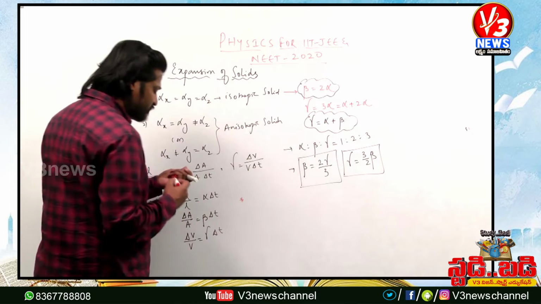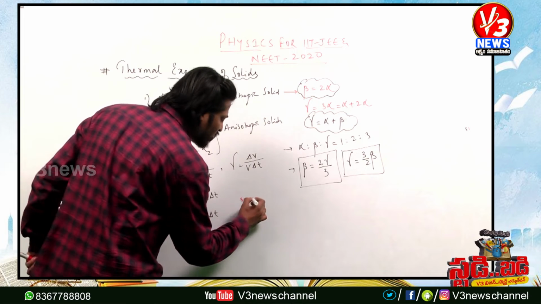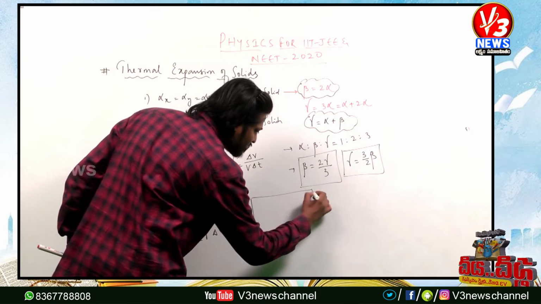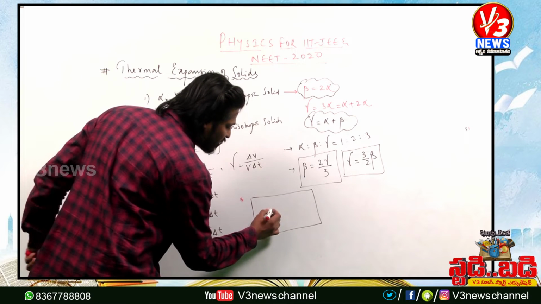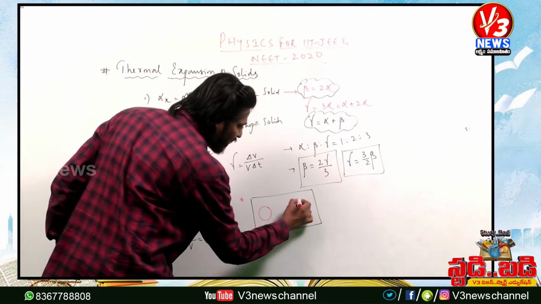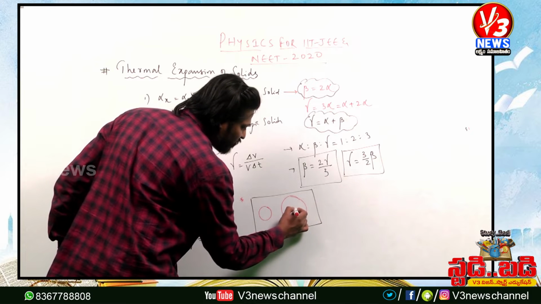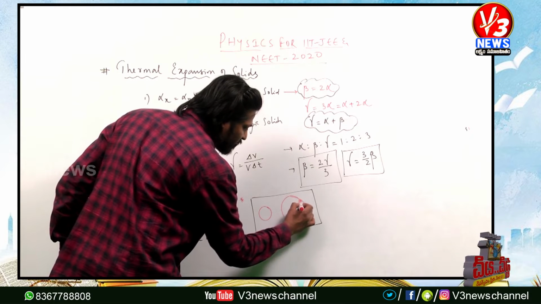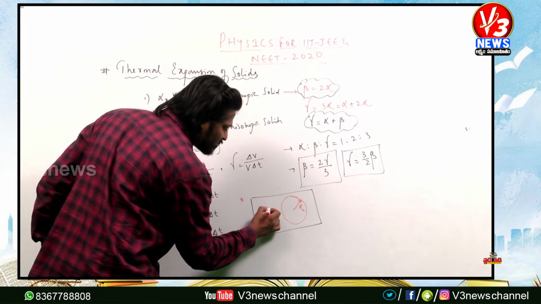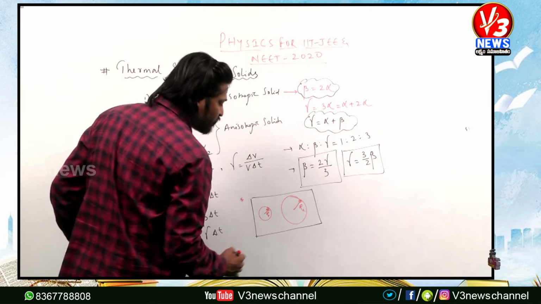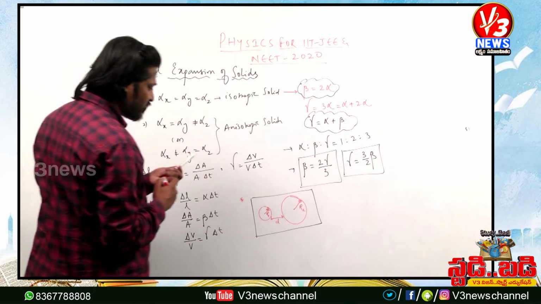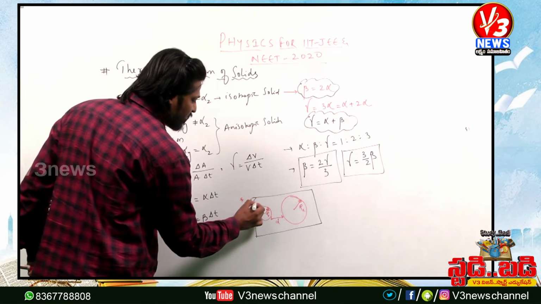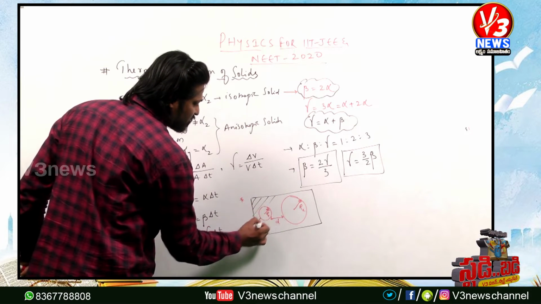Let's say, for example, I am heating this body. This is your metal plate. There is a small hole in this one, and there is one more hole in this one. From here to here, this radius is, say, R2, and from here to here, this radius is R1, and the distance between them is D. This is totally a metal plate.